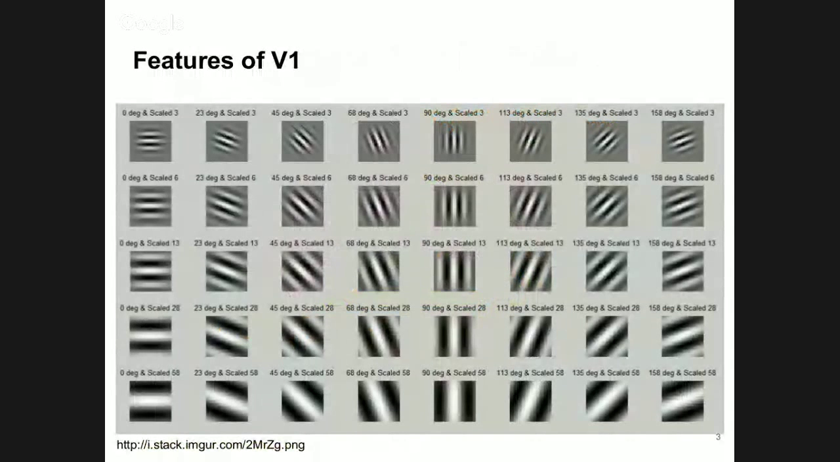So basically, people already know that V1 contains local features. Basically, they are like edges or bars, with different frequencies and different orientations. So V1 is pretty well understood.